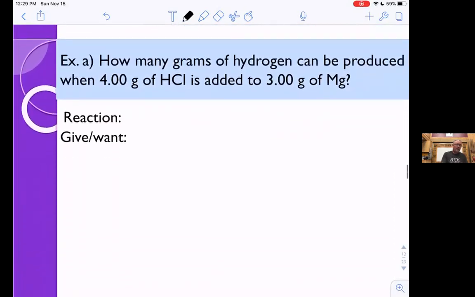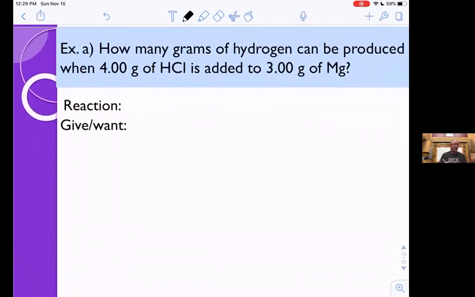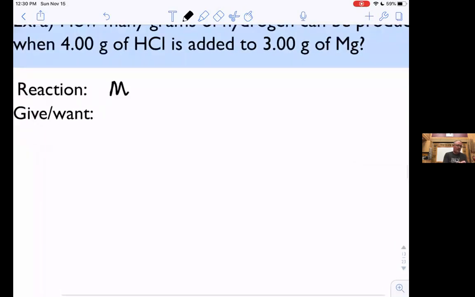Here it says how many grams of hydrogen can be produced when 4 grams of HCl is converted to 3 grams of magnesium. So this is a new problem. We're going to have to set up a new balanced equation. It says that I'm adding HCl to magnesium. So magnesium plus HCl is going to produce some products.